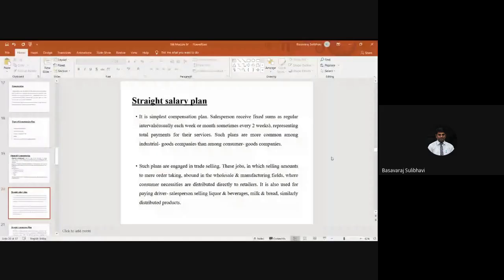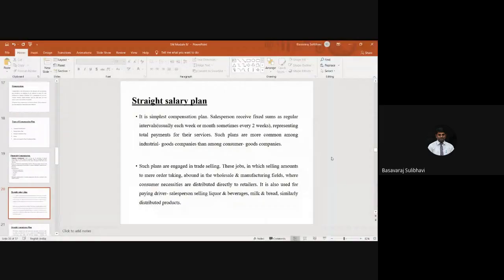In such cases, what happens? This straight salary plan will work out because not many targets are given to them, right? Their job is just to make the channel partners push the products of the company in the market.